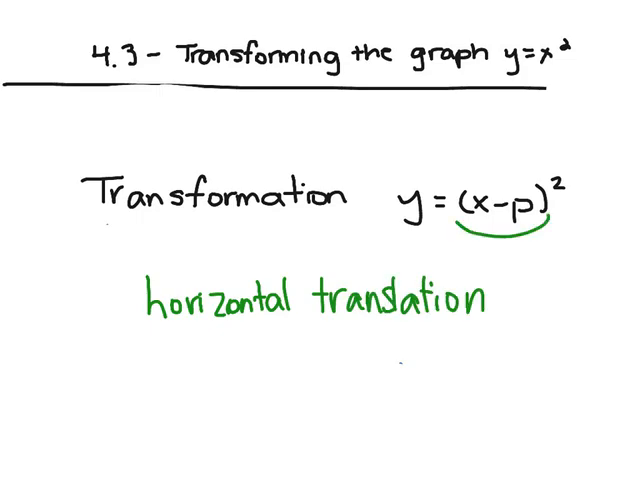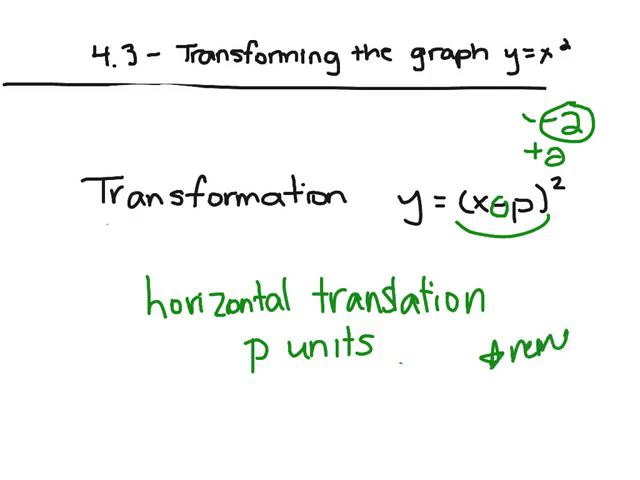If you look at this minus p, we know that it's going to be the opposite of whatever sign it is. So that doesn't mean that it's not p. If you had a negative 2, that would turn into a plus 2. Your p is still negative, so we're still moving p units. But just remember that it's the opposite direction.